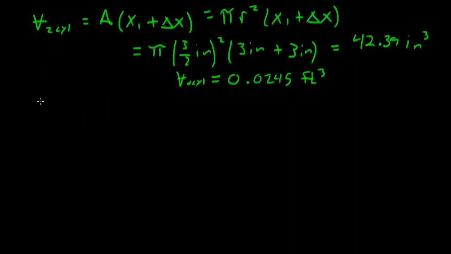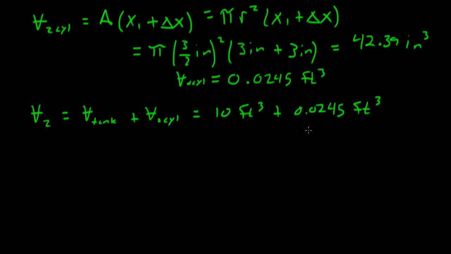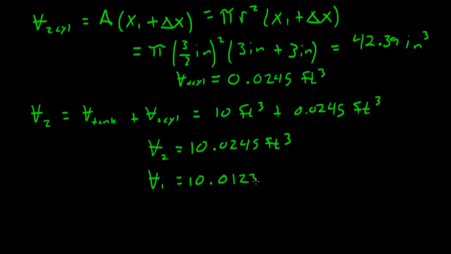To compute the final volume of the system, we have to add the volume of the tank. So V2 is once again the volume of the tank plus the volume of the cylinder at state 2, which is 10 cubic feet plus 0.0245 cubic feet. So V2 is equal to 10.0245 cubic feet. Remember that V1 was equal to 10.0123 cubic feet. So here we see that the volume changes very little relative to the pressure in the supply tank. We can assume that the pressure in the supply tank does not change significantly. Thus, we can model the process as isobaric.